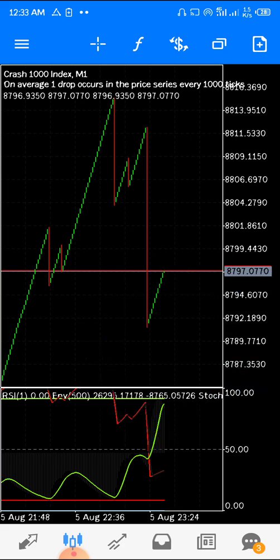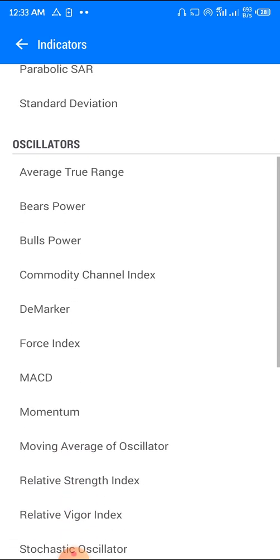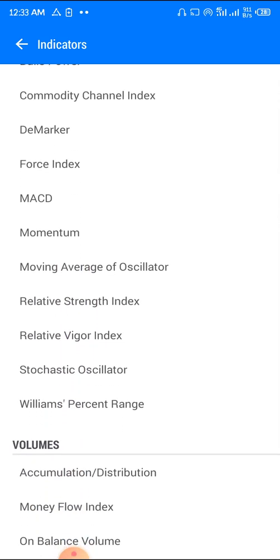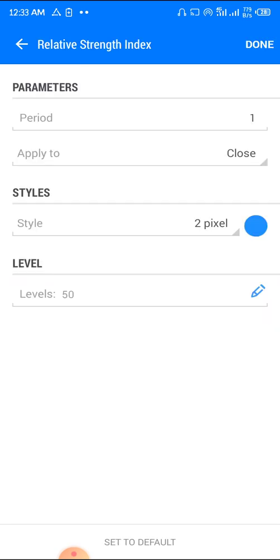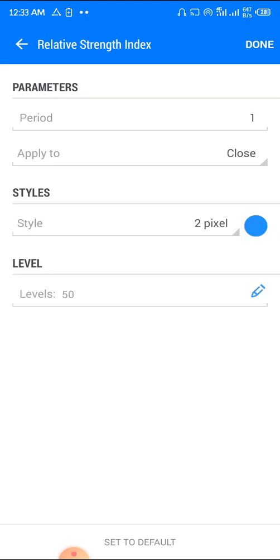Okay guys, now to set this indicator on your screen, this is what you need. You need to click on the F icon here, then click on the main chart. After clicking on the main chart, you click on the relative strength index, RSI, then set the parameters as shown, and then also the levels, add level 50 to the RSI. Once you are through with everything, click on done.